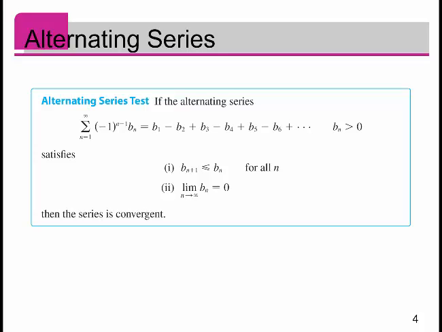Here's the alternating series test. If you have this series, (-1) to the n minus 1 times b sub n, and b sub n is always greater than 0, and it satisfies that b sub n plus 1 is less than or equal to b sub n, what this is saying is b sub 2 is less than b sub 1, b sub 3 is less than b sub 2, and this is for all n, and the limit as n goes to infinity of b sub n equals 0, then this series is convergent. So it's actually really simple.